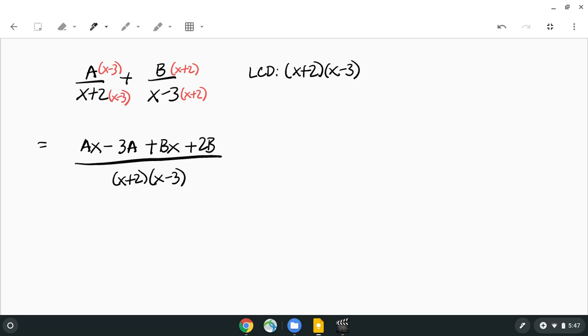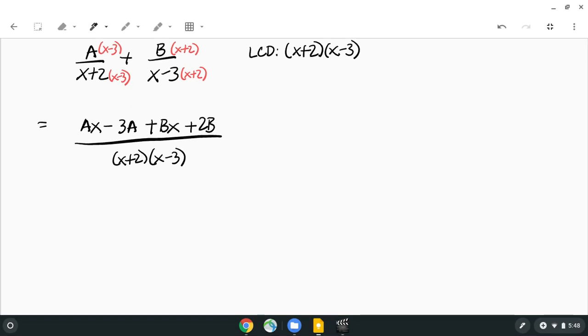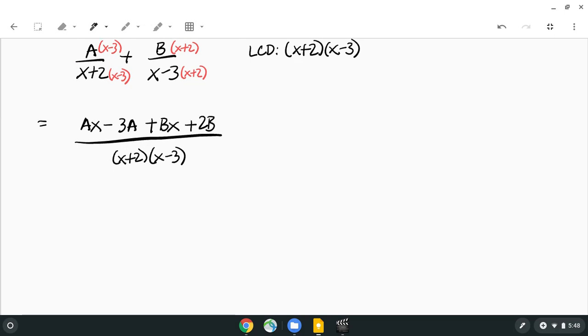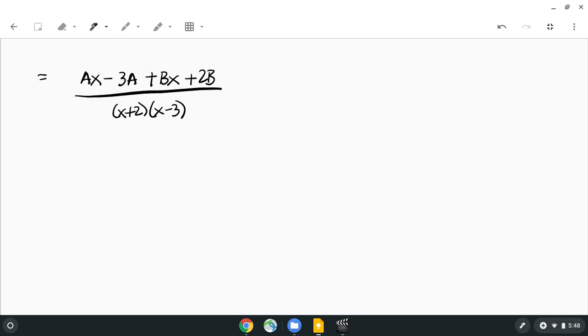Okay, so now at this point, the denominator is going to take a back seat, and now the numerator plays an important role. Here, I'm just going to organize my terms in the numerator. Do you see how you have x terms there? An ax and a bx. I'm just going to put them together. So I'm going to write it ax plus bx.